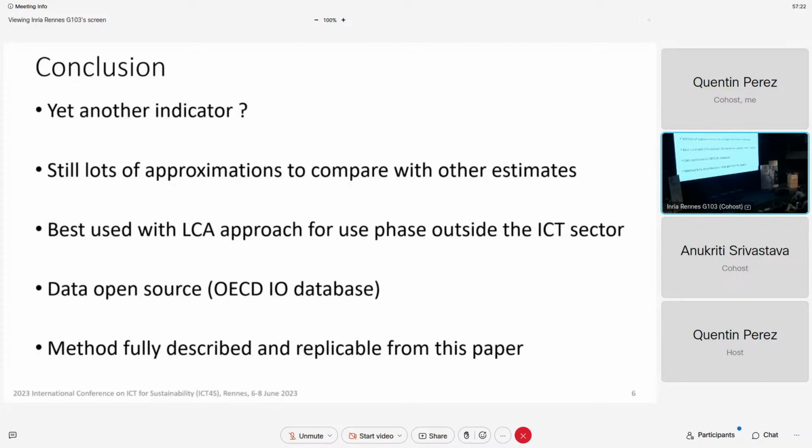But the good thing about this is that the data is open source. You all can use it. And the other thing is that the method is simple. It's fully described in the paper. You can replicate these calculations and find all the bugs I made while I was doing them. So thank you for your attention.